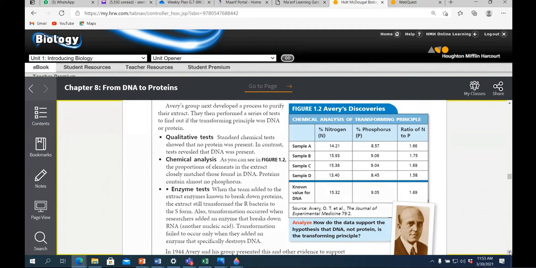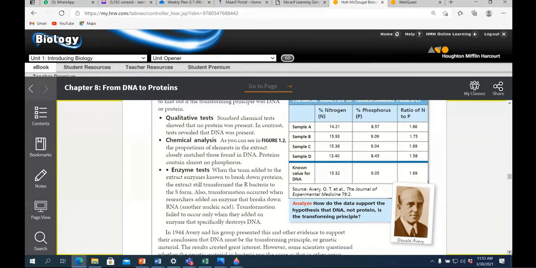They then performed a series of tests to find out if the transforming principle was DNA or a protein. Here in this table, you can see Avery's discoveries. In the chemical analysis of the transforming principle, you can see he conducted samples A, B, C, and D, and checked the nitrogen percentage, the phosphorus percentage, and the ratio of nitrogen to phosphorus, and then he came to a conclusion. This information has been taken from his paper in the Journal of Experimental Medicine.